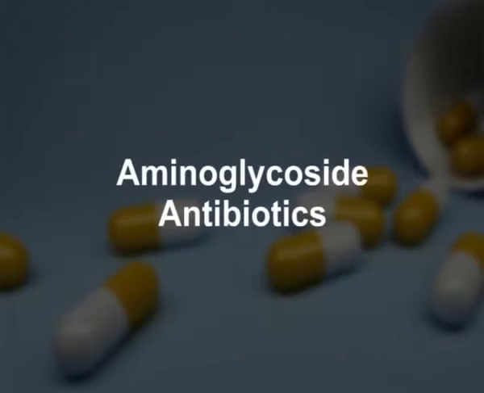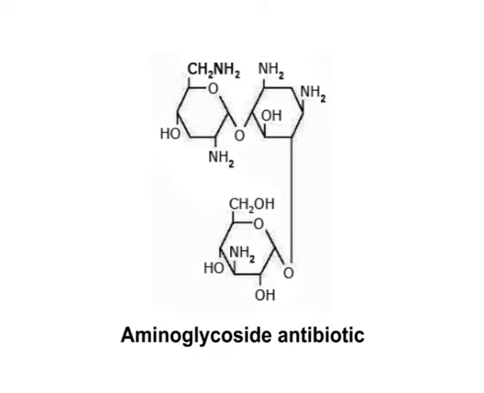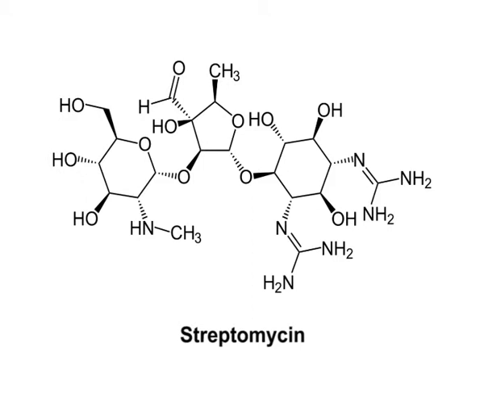Aminoglycoside antibiotics. These are a group of natural and semi-synthetic antibiotics having polybasic amino groups linked glycosidically to 2 or more amino sugars, that is streptidine, 2-deoxystreptamine, garosamine residues. Streptomycin was the first member, discovered in 1944 by Waksman and his colleagues.